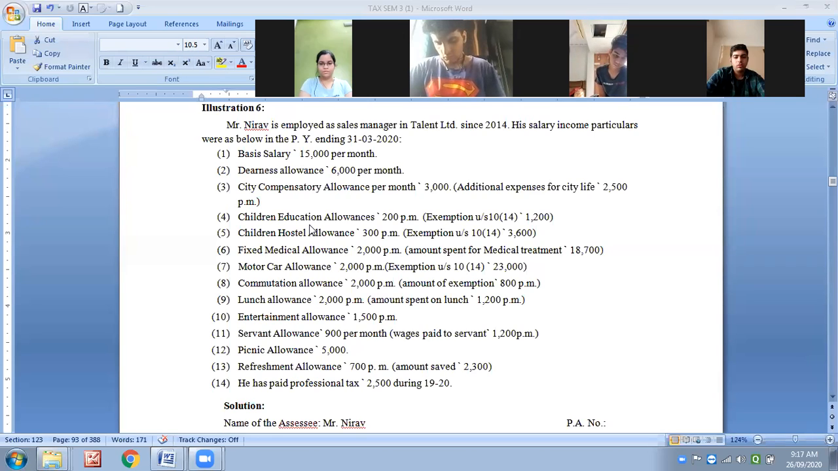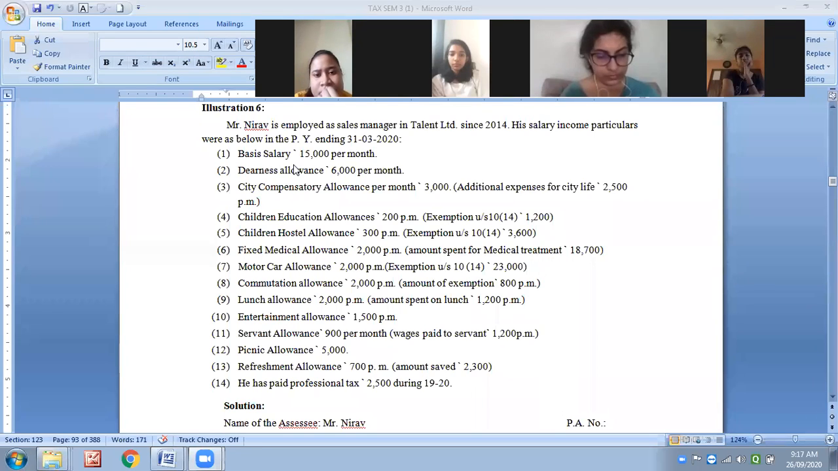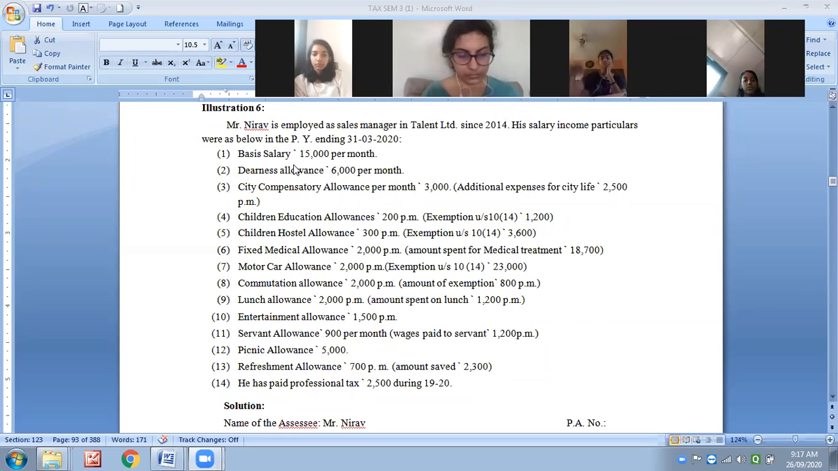Yes, something more is also required. What is that? Kindly refer to your table of section 10, subsection 14. Yes, 100 rupees per child per month, maximum for two children. Very good. With this kind of joint venture, one is stating the section, another is stating the amount, another is stating maximum for two children. So this is a very good joint venture which got the full answer.